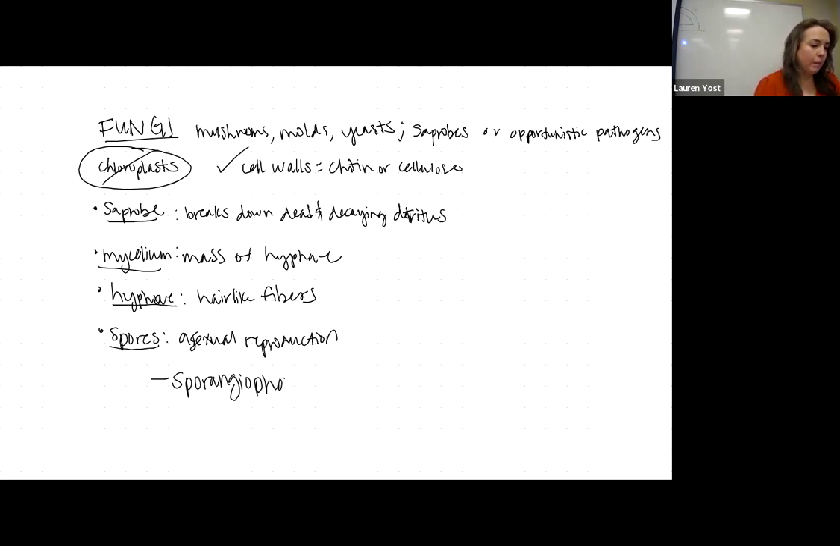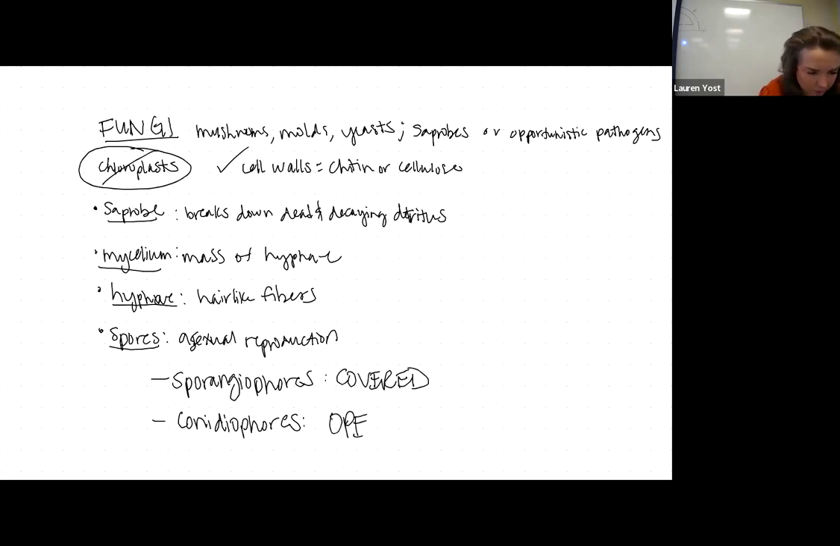Sporangiophores and conidiophores. These aren't too complicated. Really, the only thing that you need to know is that the sporangiophores are the covered ones. And the conidiophores are the structures that we were looking at when we looked at the Aspergillus and the Penicillium in our lab, and that question about what structures you are looking at. Those were the conidiophores of the Penicillium in the image. So those are conidiophores, so those are open.